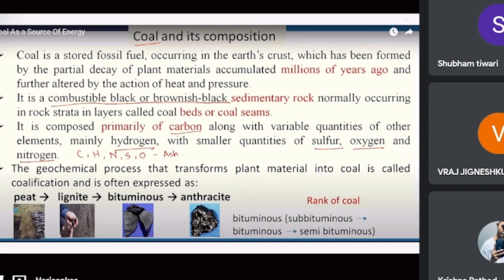The geochemical process that transforms plant material into coal is called coalification, often expressed in this flowchart. Peat is basically the plant and animal remains. Peat will form lignite, and then bituminous coal and anthracite coal. In order of quality, anthracite is the highest quality coal, followed by bituminous, and then lignite and peat. Anthracite is the coal with the highest quality of the bunch.